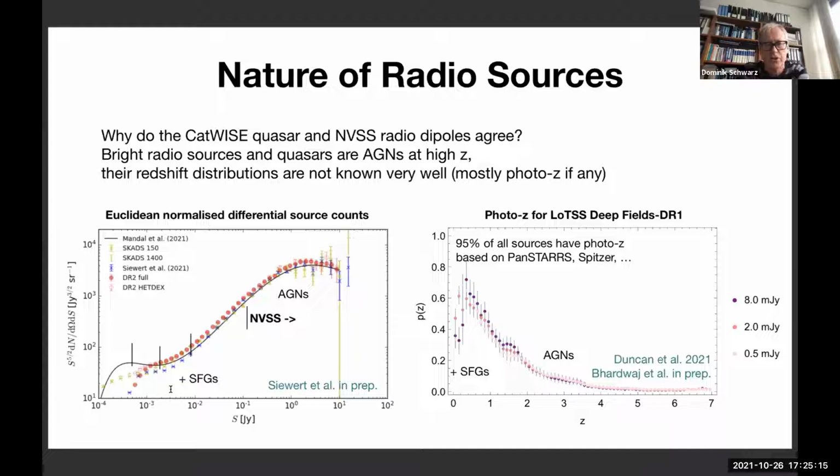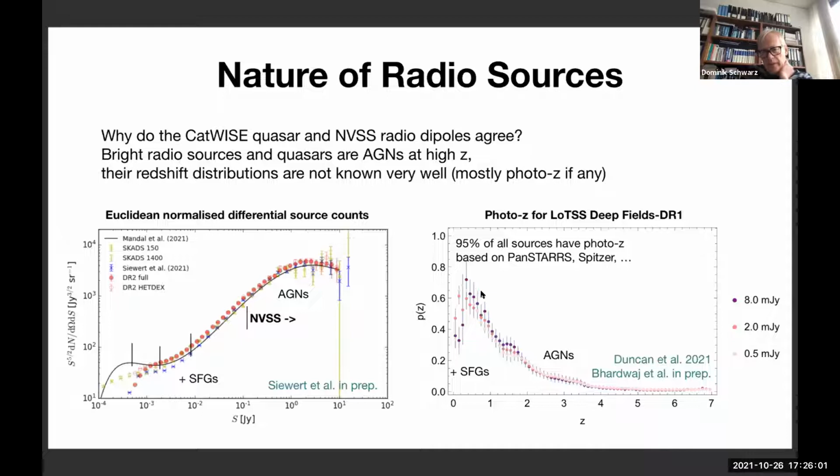And what you can clearly see is that there are two types of population, right? We have one source population that describes this and then would go down here. And then we have a second population that kicks in here and then eventually would also go down here. The interpretation is that this is largely AGNs, whereas this second population are star-forming galaxies. And this is also something that is currently under preparation for publication. In the deep fields, we have photometric redshifts for 95% of all the LOFAR sources, which is based on Pan-STARRS data, Spitzer data, and a few other things.